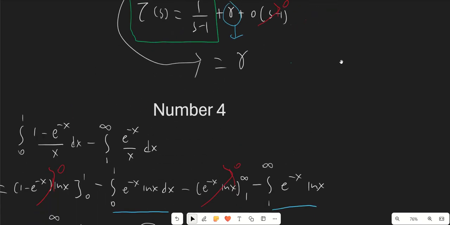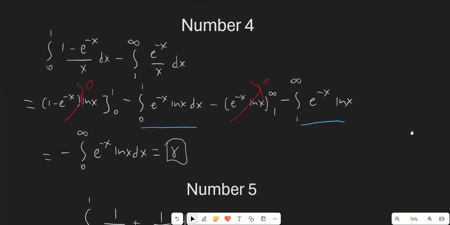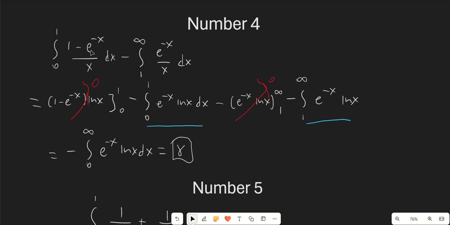Surprise, surprise. Integral number 4 right here is just a sneaky little reorganization. We have the integral from 0 to 1 of 1 minus e to the negative x over x minus the integral from 1 to infinity of e to the negative x over x dx. So we'll just do integration by parts on both parts here. We're going to integrate x and differentiate 1 minus e to the negative x. And we find that both of our boundary terms right here go to 0, and on this side we integrate x and we differentiate e to the negative x.